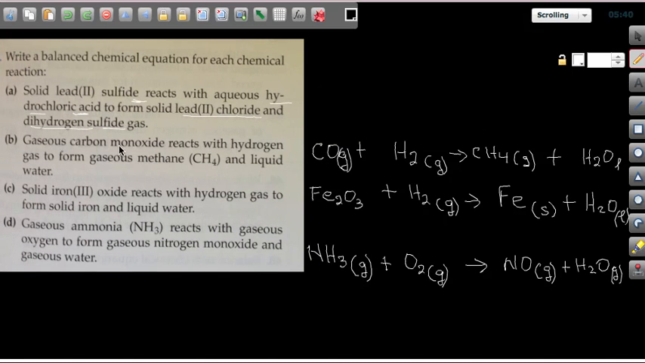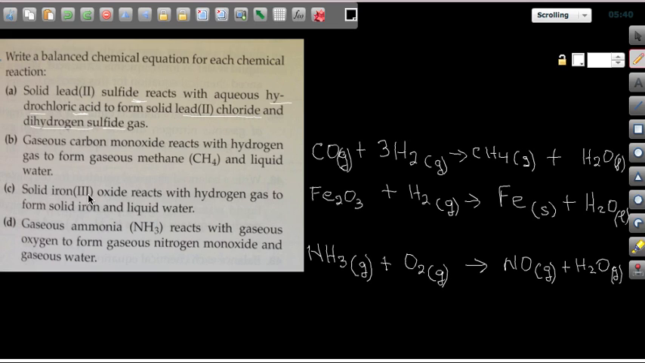Gaseous carbon monoxide reacts with hydrogen gas to form gaseous methane and liquid water. Let's go ahead and count. This should be in parentheses. 1 carbon, 1 carbon. We're good so far. Oxygen 1, oxygen 1. It's looking good. I have altogether 6 hydrogen here. 4 plus 2 is 6, and I've only got 2. I have to put a 3 here so that it's balanced.